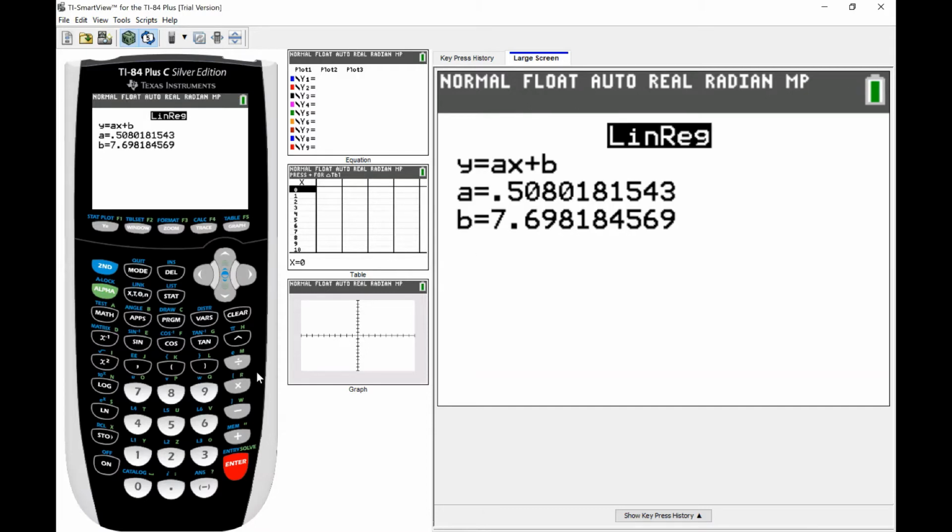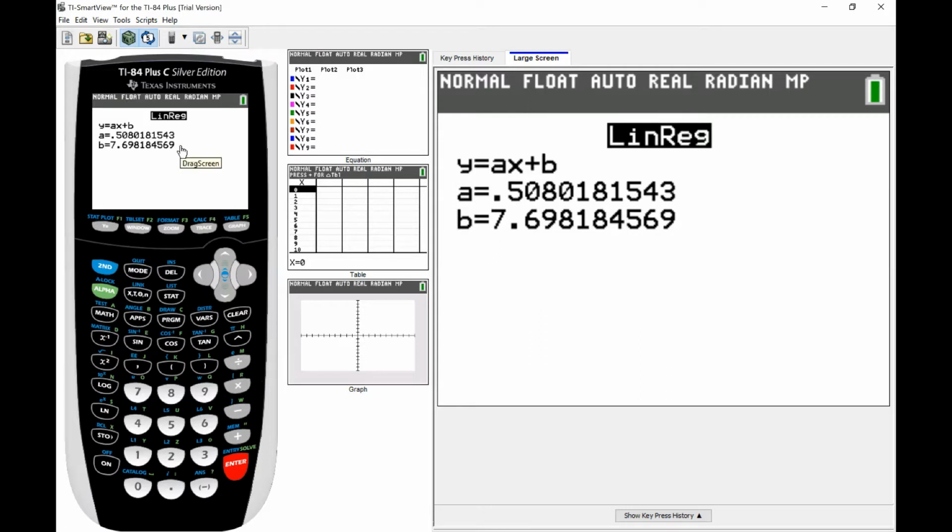You're probably used to seeing y equals mx plus b, but your calculator says y equals ax plus b, which means a is your slope. I'm going to round it 2 decimals out. So that's 0.51. b is your y-intercept, 7.69. If I round that 2 decimals out, I'm going to get 7.7. So my regression equation is y is approximately 0.51x plus 7.7.